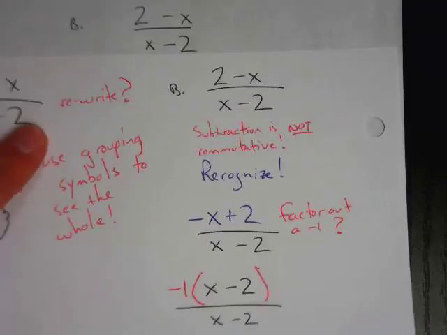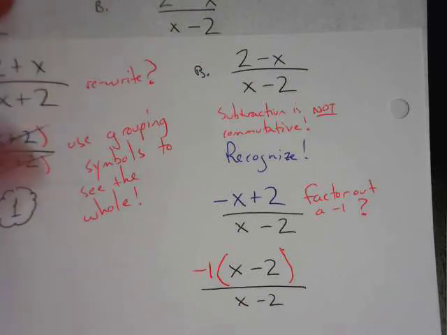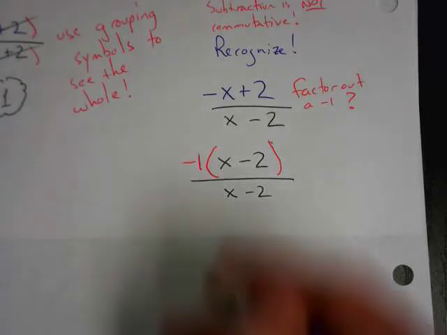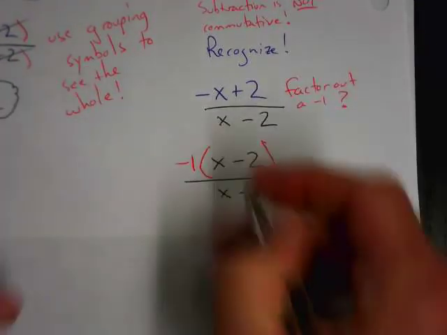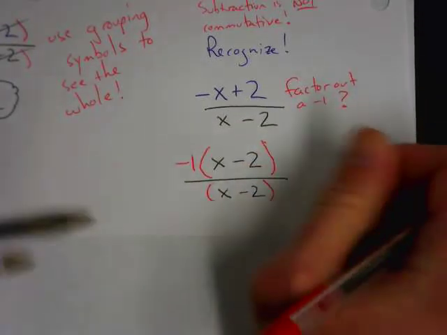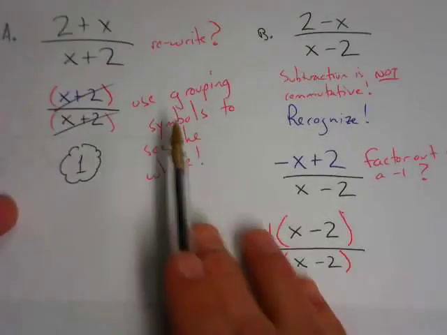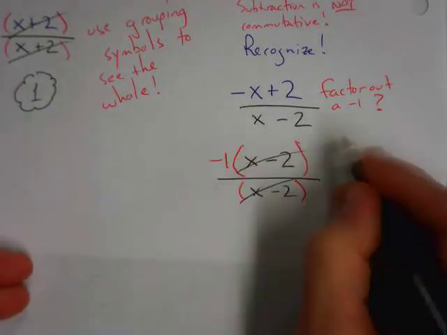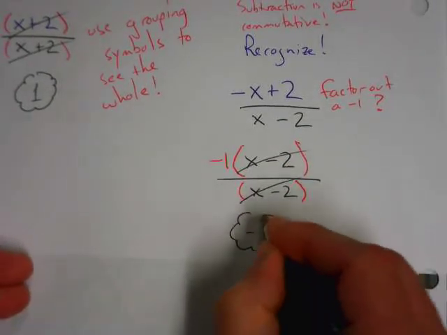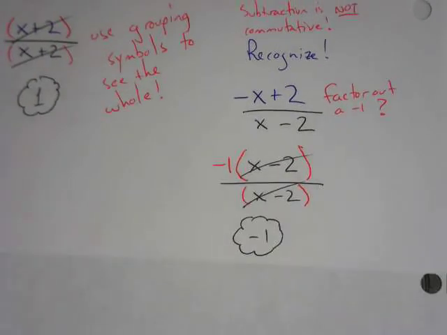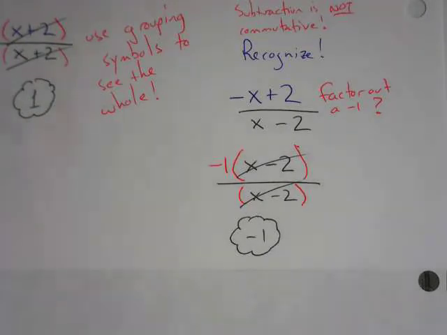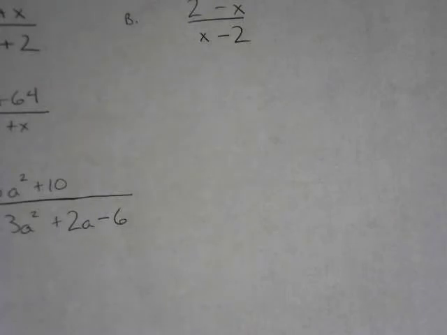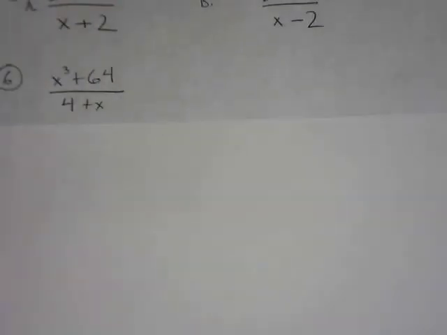So in example B, remember the setup, we had 2 minus x over x minus 2. We could factor out a negative 1, right? And then we could have something that would end up canceling. And again, we cannot cancel this way. But we can recognize the denominator as a whole. We could use grouping symbols to see the whole and then cancel out the whole. Bloop, bloop. And that would leave us with negative 1. All right, so hopefully you thought that was kind of cool. I think so anyway. Okay, so we are now seeing some more skills. And to develop that recognition, we should probably do our practice problems. Okay, on to the next one.